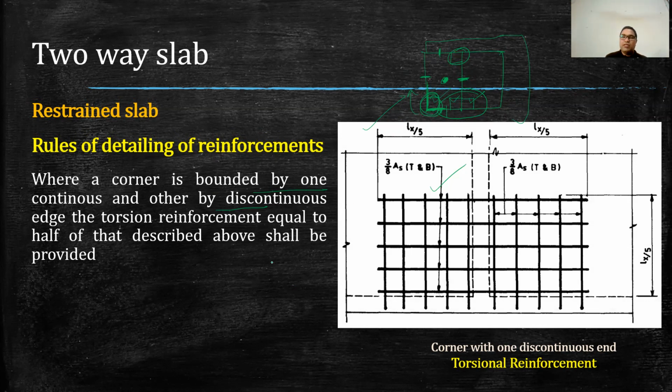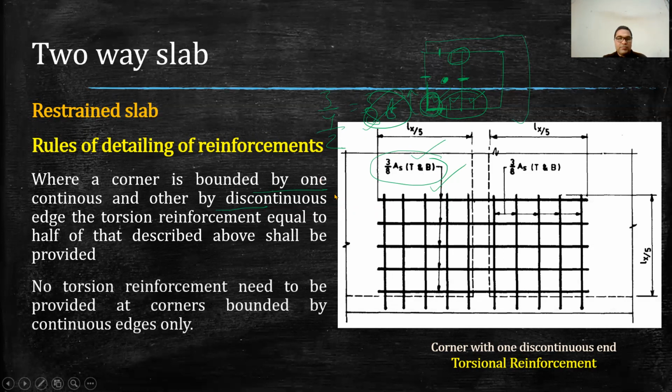So this is how we find out. So here also it is given that 3/8 times of AS. So you can see 3/4 divided by 2 becomes 3/8 times of AS. So this is how we are going to calculate the area of reinforcement for each layer in case of torsional reinforcement. So we will be calculating it in our design problem. So we will see how we are going to solve it.